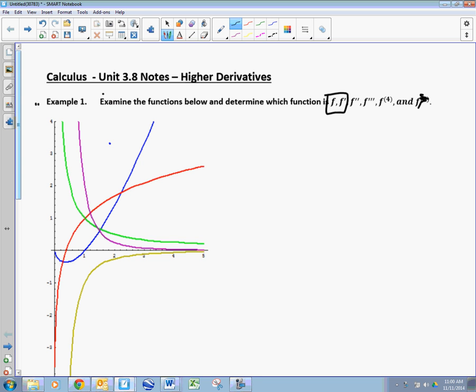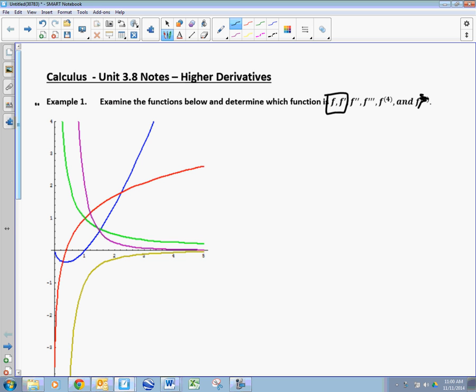All right. Section 3.8 is your last section before you have your test. What we want to talk about is higher order derivatives. When I say higher order derivatives, what I mean is you want to be able to understand first derivatives, but also second, third, fourth, and so on and so forth.